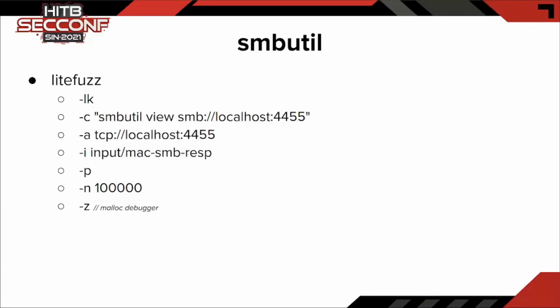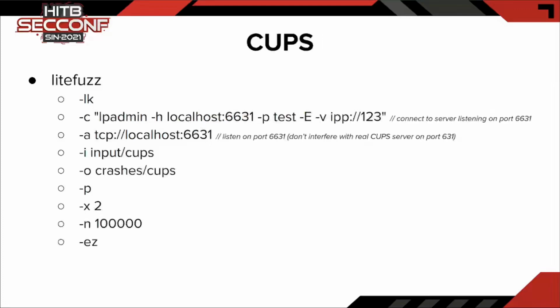And then with cups, we can use LP admin, check for different bugs in it, for example. Again, we change the port to make sure that we don't conflict with the real cup server on port 631. Essentially we're pretending to be a malicious cup server to fuzz the LP admin client.